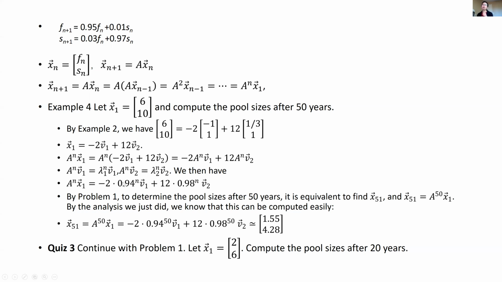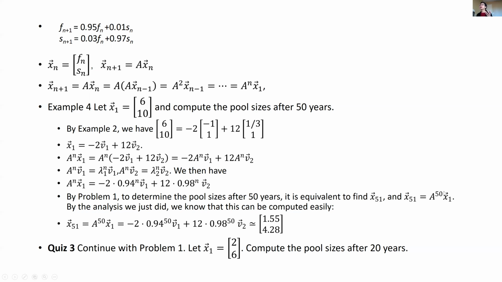And what is λ1? λ1 is 0.94, and then we just substitute things here, right? λ2 is equal to 0.98 to the n. So I'm keeping these two notations, and v1 is the eigenvector -1 and 1. v2 is the eigenvector 1/3 and 1. And then this x1 is this 610. So therefore, this can be computed, x51. So this is what we're looking for, 50 years after.